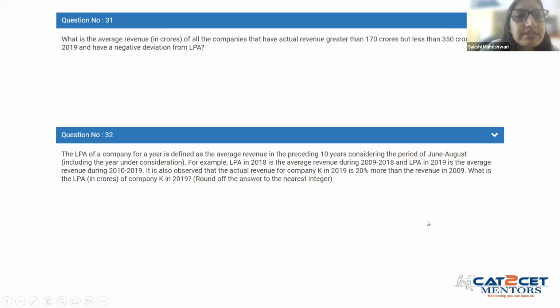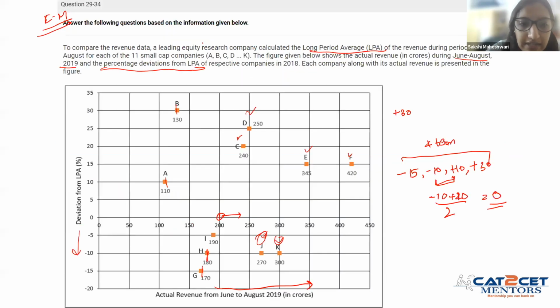This question says: average revenue of all the companies that have actual revenue greater than 170 CR but less than 350 crores in 2019 and have a negative deviation. Okay, so greater than 170 and less than 350 with negative deviation. I think these are the four companies. So we just have to simply find out the average of these four companies. Plus 270 plus 300 by 4.